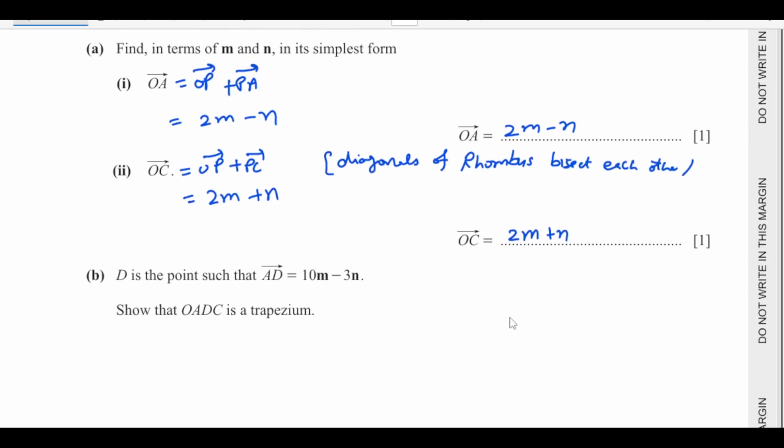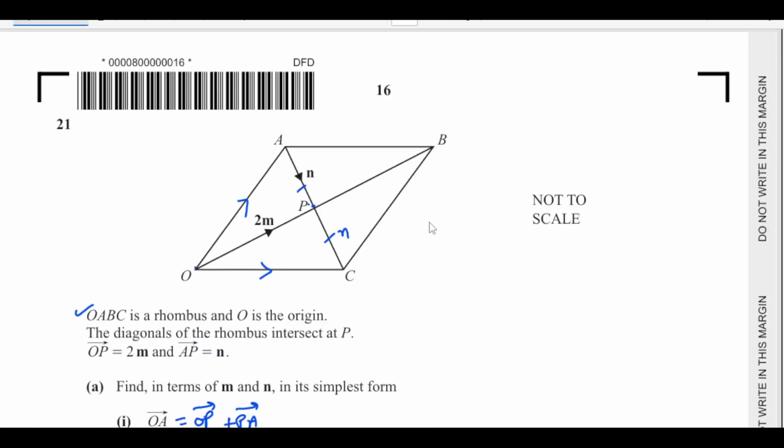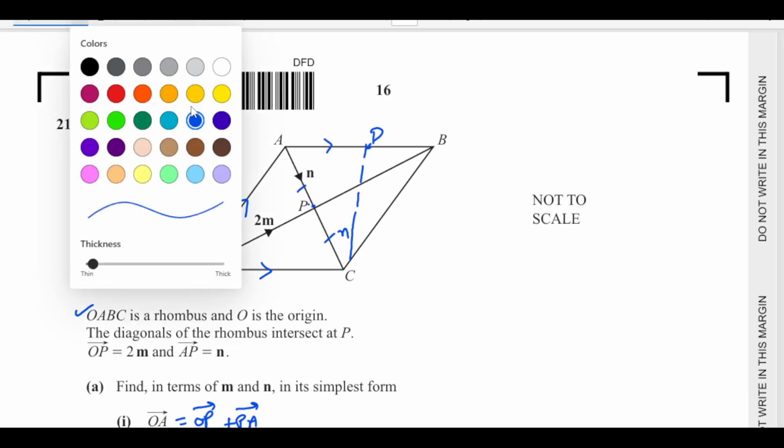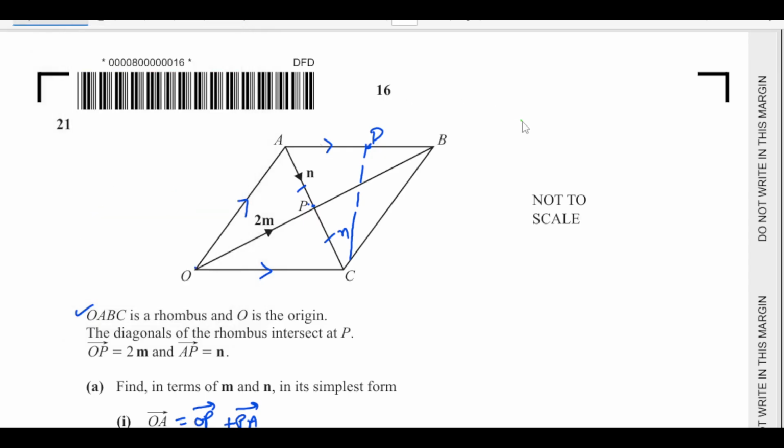Now D is a point such that AD is 10m minus 3n. Show that OADC is a trapezium. So what is a trapezium? A trapezium is a shape in which the main property is that two sides should be parallel. So we are looking for OADC. D is a point on here somewhere. So if we prove this line is parallel to this one here, then we can prove that this is a trapezium, right?